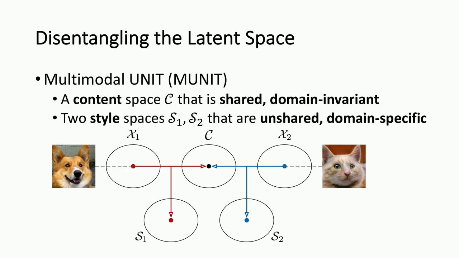In this work, we propose multimodal unsupervised image-to-image translation, or MUNIT. Here, we assume that the image representation space can be disentangled into a content space that is shared by both domains and is domain invariant. Also, each domain has its individual style space that is unshared and captures the domain-specific information.